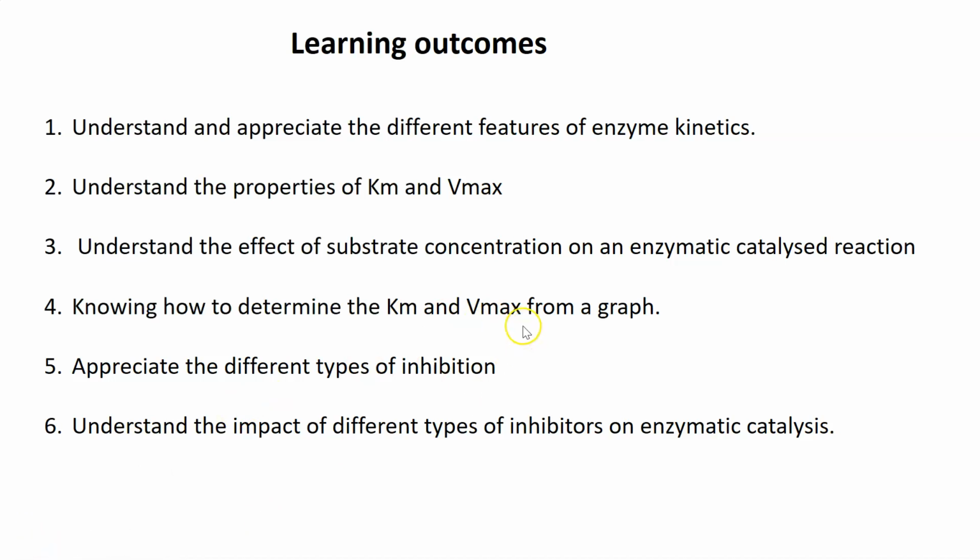We've talked about the enzyme kinetics. We'll then look into inhibition, the different types of inhibitors enzymes are faced with, and the effect they have on things like Km and Vmax. So, understanding the impact of different types of inhibitors on enzyme catalysis.